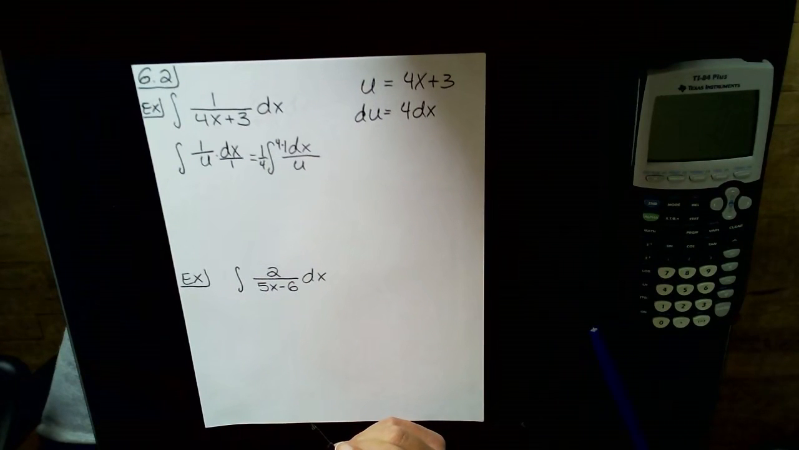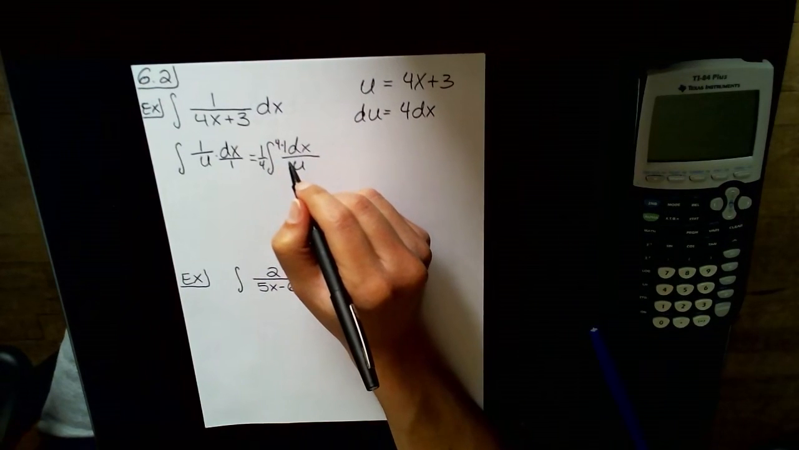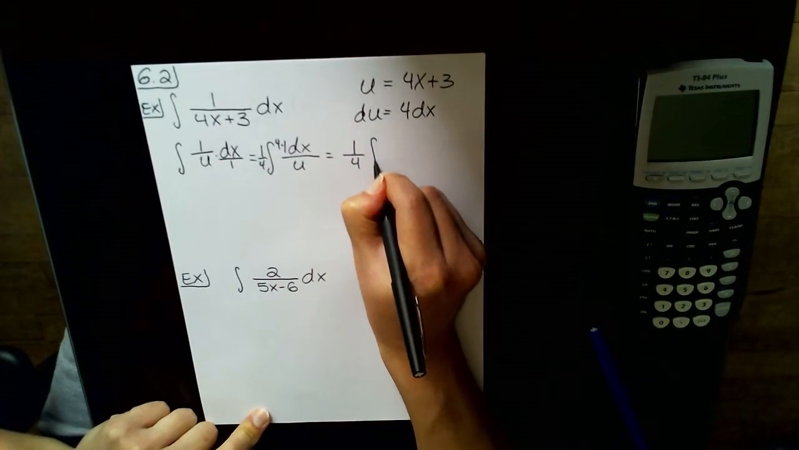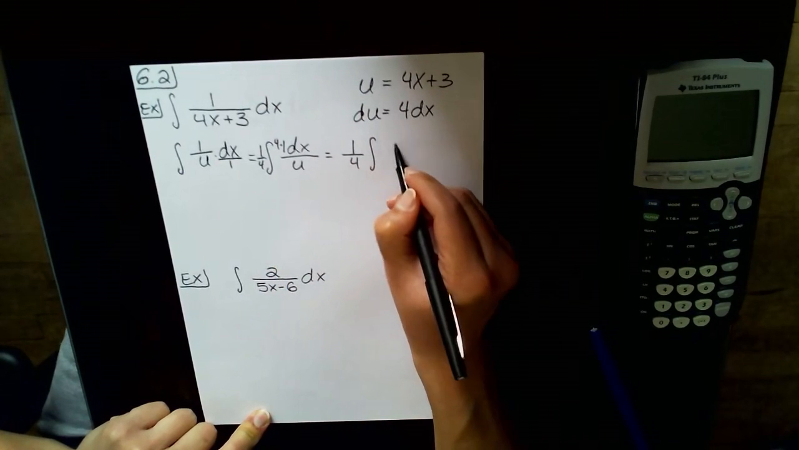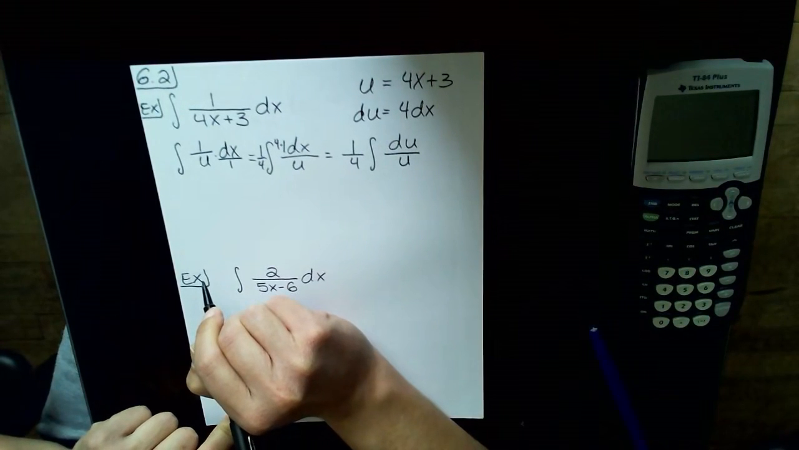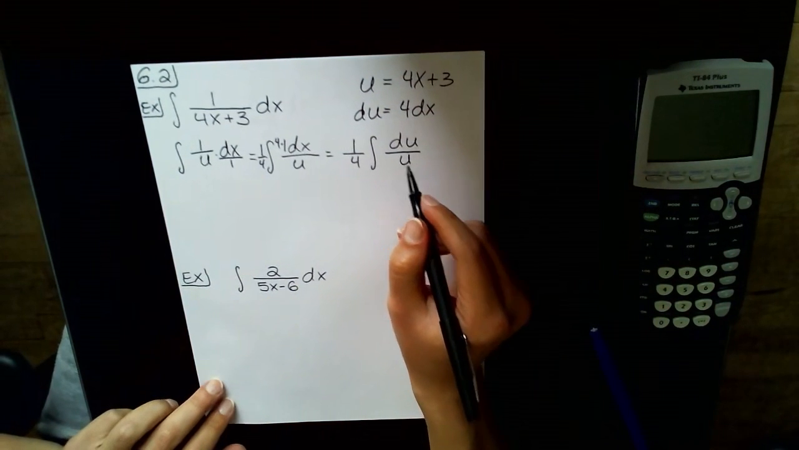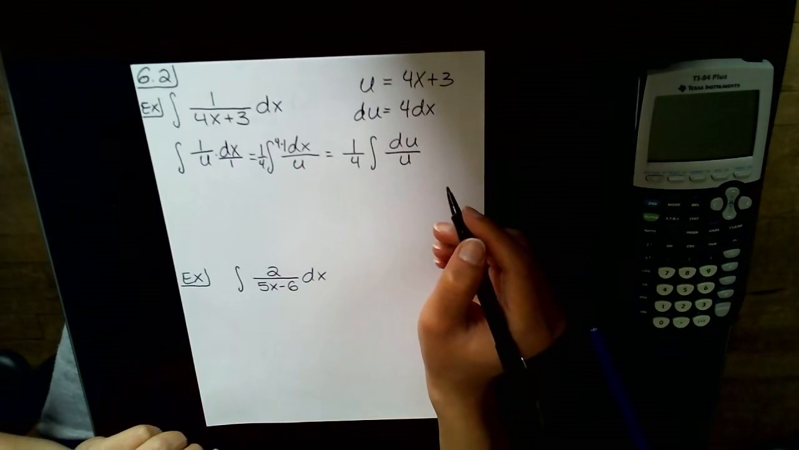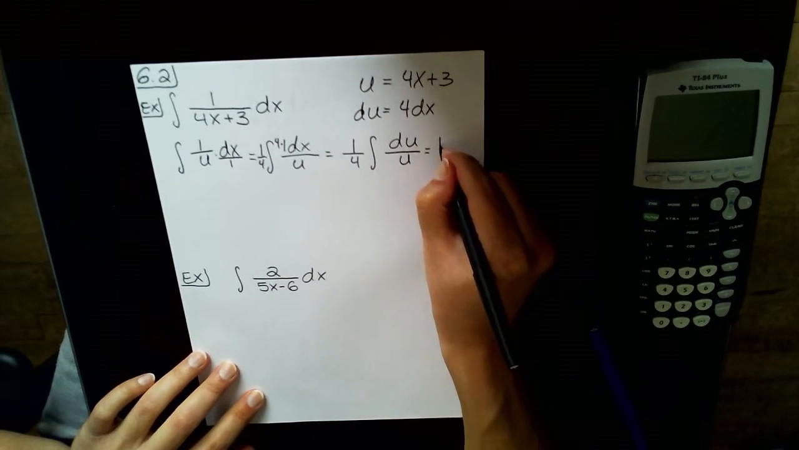And now that we have that, 4 dx is now in the top, which gives us 1/4 times the integral of 4 times 1 times dx, which is just du, over u. And now try to think about what the integral of du over u is. It might not be very intuitive because it looks a little different than what we've talked about in the past, so I'll rewrite it.